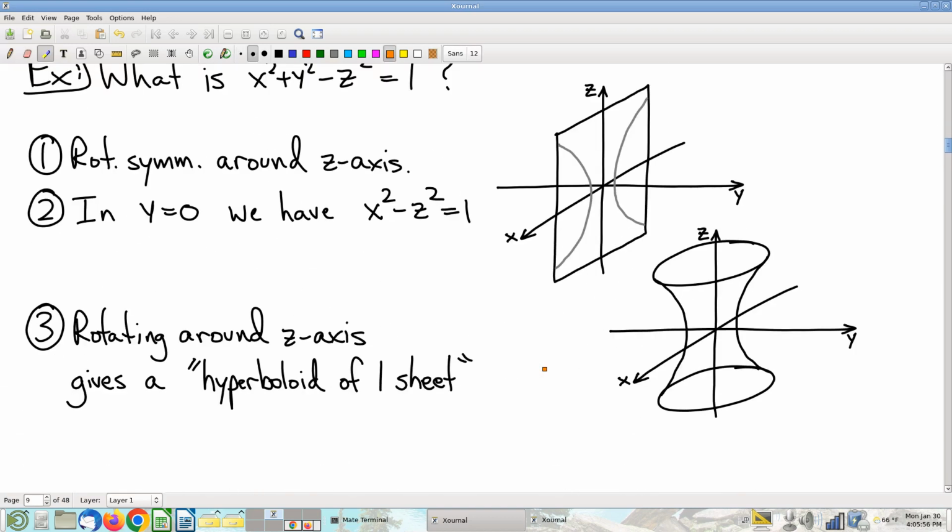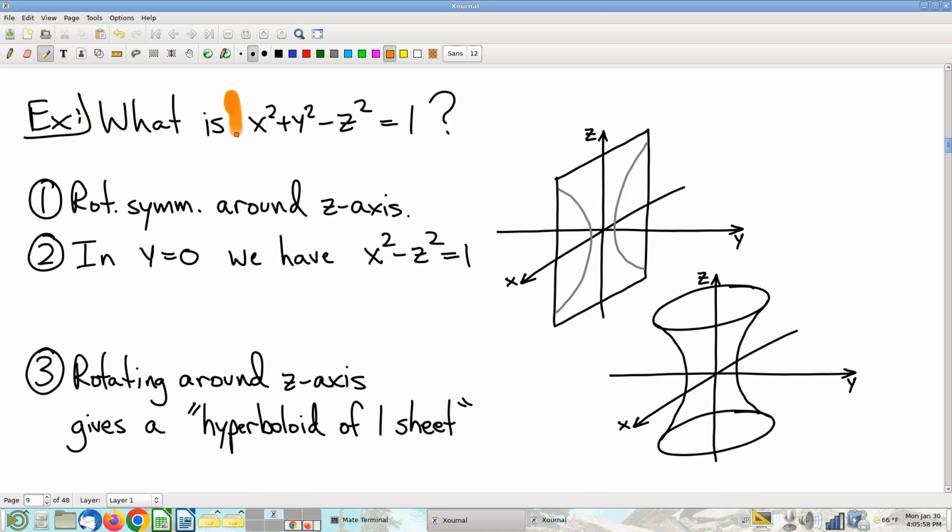Okay. Next example. What is this oddball right here? Got an equation, three variables, but it's not familiar. It's not something we've seen before, right? So notice step one: x and y appear only in the special form. So this is rotationally symmetric around the z-axis. And again, we're in business, and all we have to do is understand a cross-section.